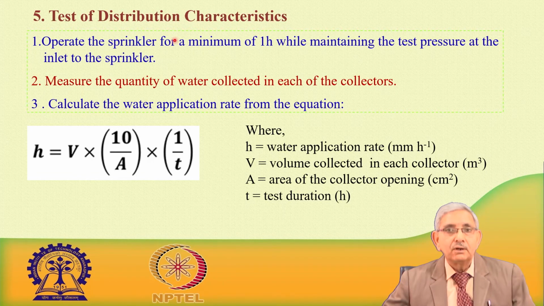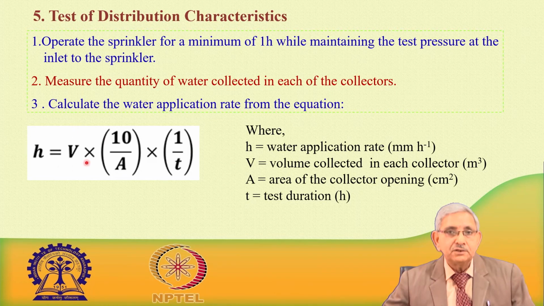Test of water distribution characteristics is done as per the specification. So, one needs to find out the water application rate. This particular water application rate should be within the prescribed limit, which is normally given for each sprinkler, and that should match with the infiltration capacity of the soil.